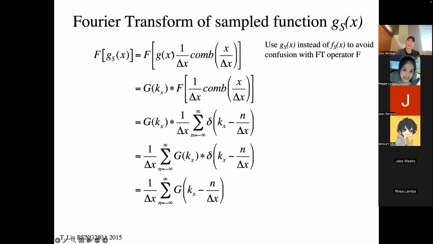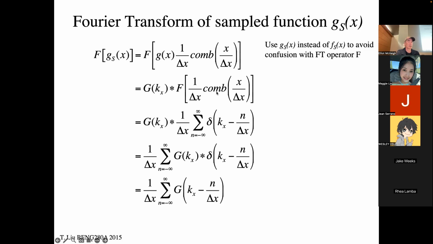Then I can bring out the Fourier transform through the convolution theorem. Remember, this function times this function: when I have multiplication of two functions and take the Fourier transform, in the Fourier domain that's a convolution of the individual functions. So I take the Fourier transform of g, write it here, and convolve it with the Fourier transform of the comb function. So we're getting to the Fourier transform of this sampled version of our underlying signal.